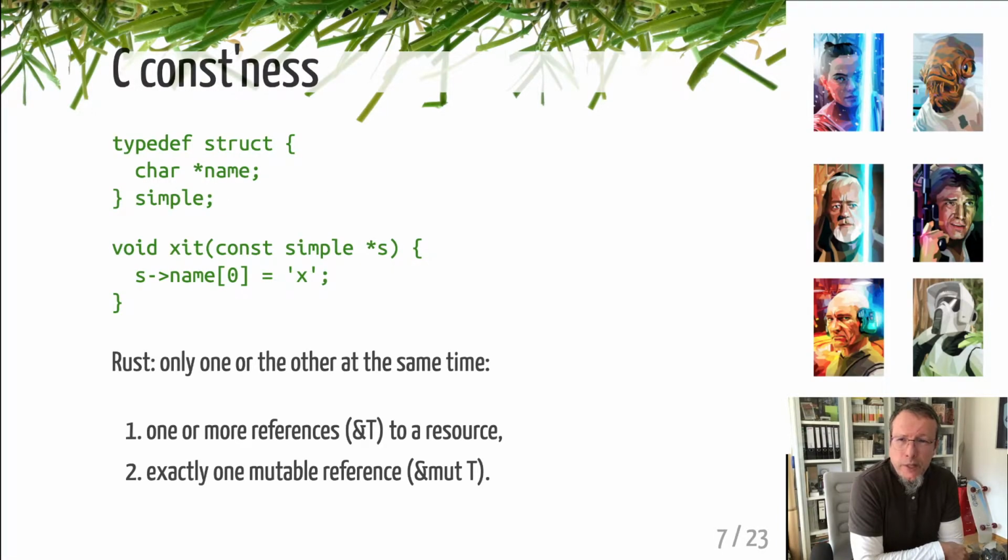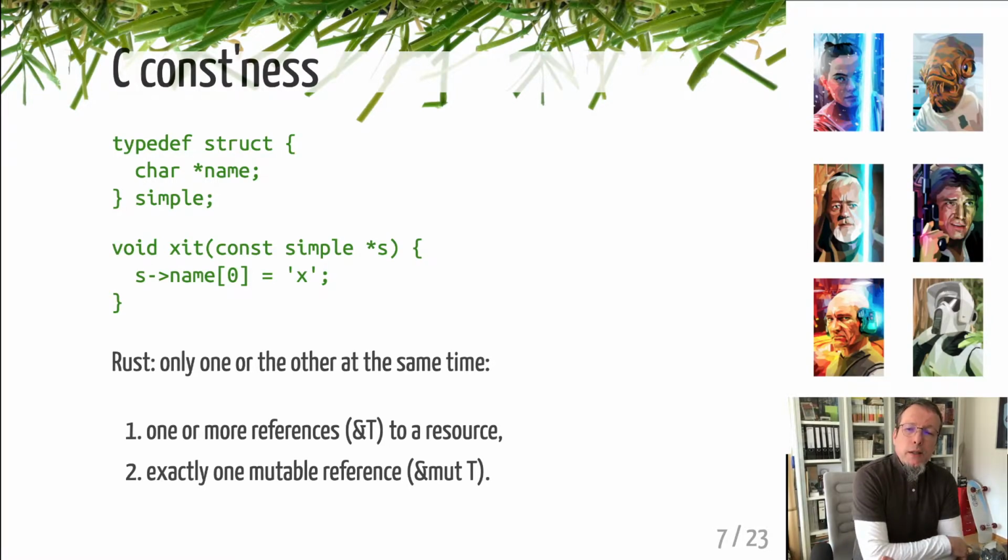Constness, like in C, is limited. You can have a struct with a mutable member, like here, name, and you can pass a const pointer. But that doesn't mean that the member is constant. You can still modify the member which is not declared const. In Rust, this is not the case.